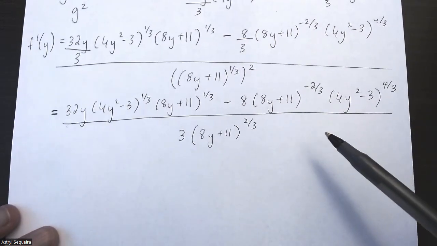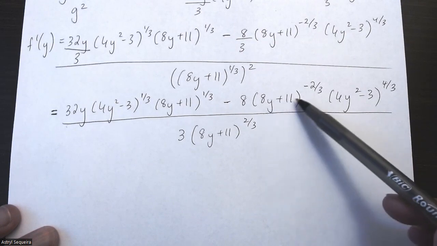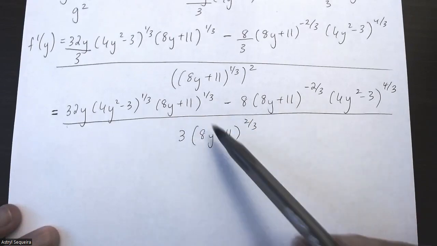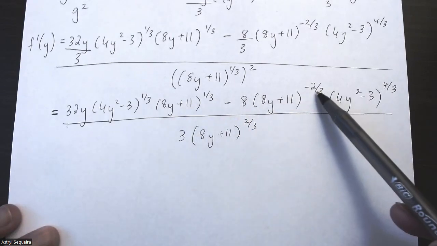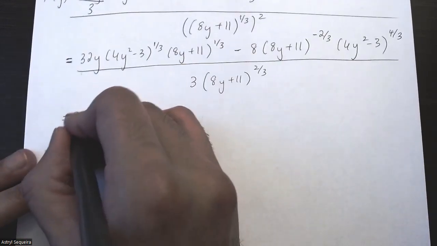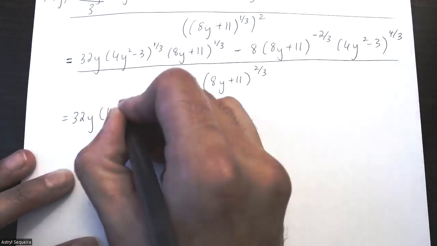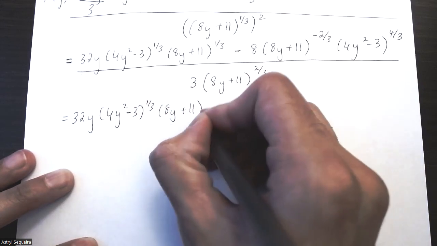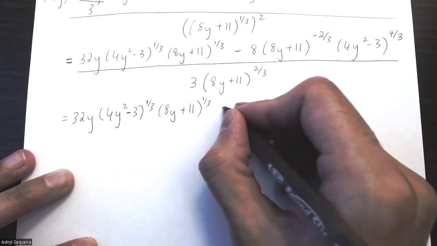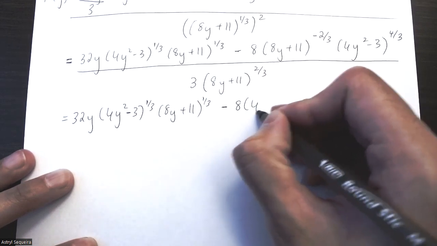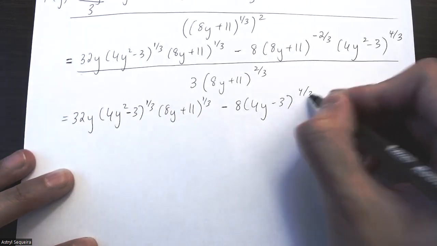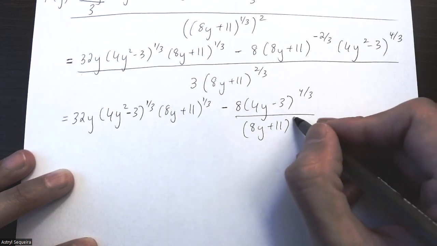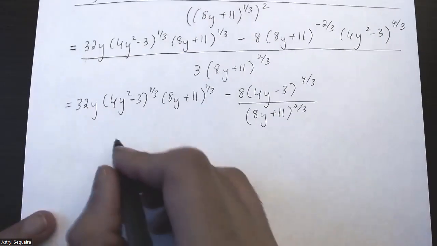Now, the next thing we notice over here is that you have 8y plus 11 in all 3 terms. So this has to be simplified somehow. Because we have a negative exponent, the first thing we need to do is get rid of that negative exponent. Technically speaking, negative exponents are not allowed in final solutions, and the simplification involved will require us to get rid of this negative exponent. So I'm just going to move this to the denominator and make the exponent positive 2 over 3.